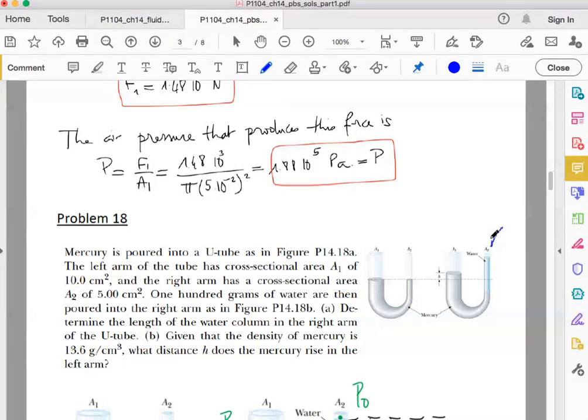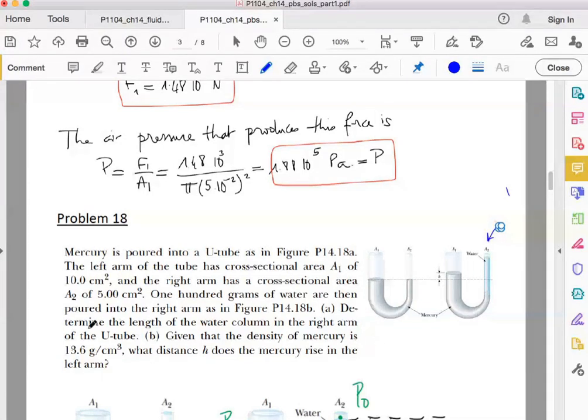So you pour water from this side, okay? You pour water in the right side of the tube, and so the water will make a pressure on the mercury, so the mercury will move up by distance h with respect to the position of equilibrium, let's say. We'll call this line the equilibrium position.